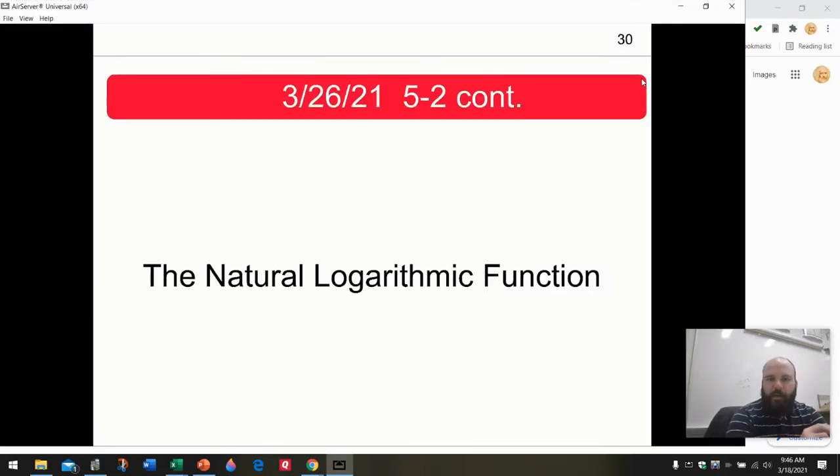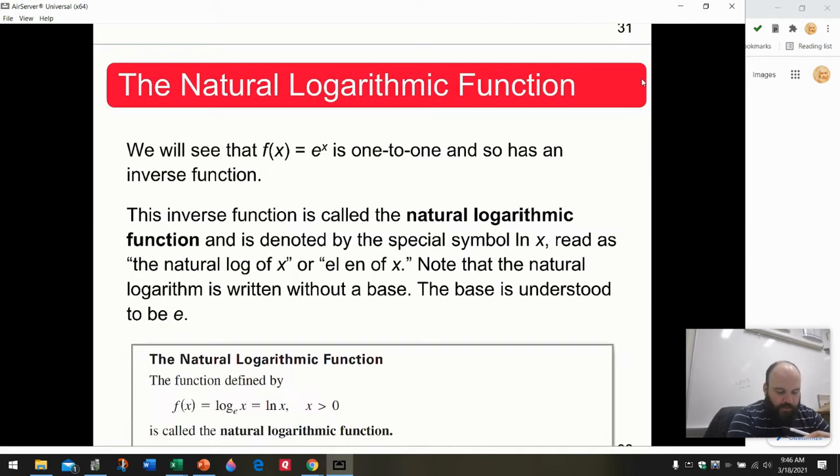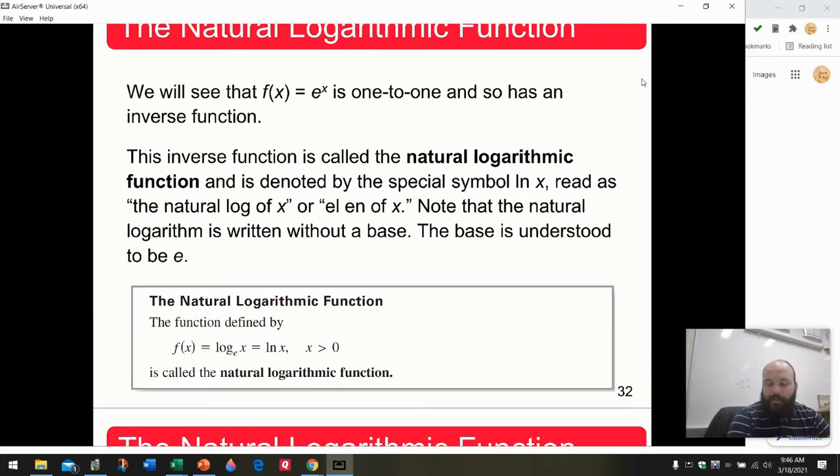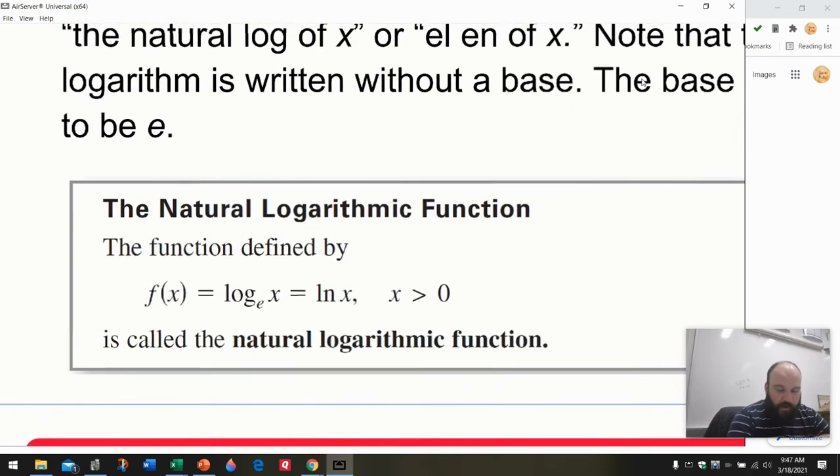All right, hello everybody. So today we're going to continue our discussion in Chapter 5, Section 2, and we are going to discuss what a natural logarithmic function is. Essentially, the natural logarithmic function is exactly like the log base 10 or any other base. The only difference is natural log is simply log base e. So you can see right here, this gives us a definition of what natural log is, which is simply log base e of x.